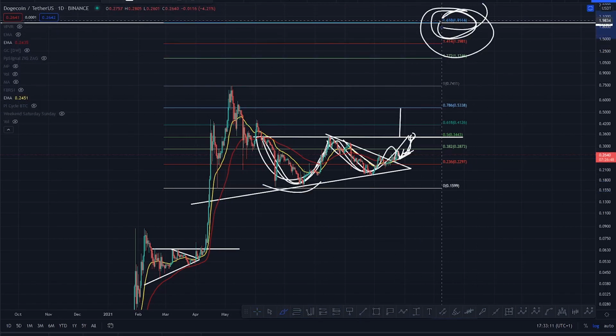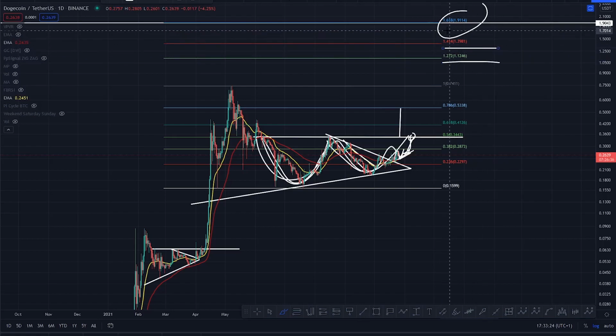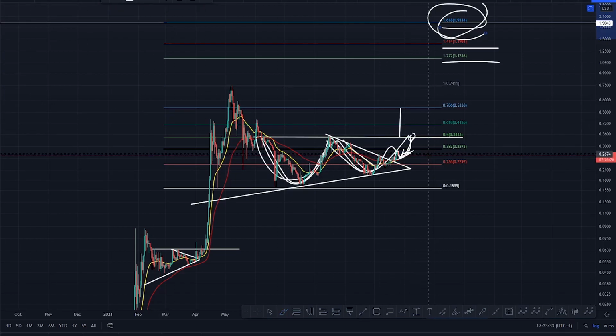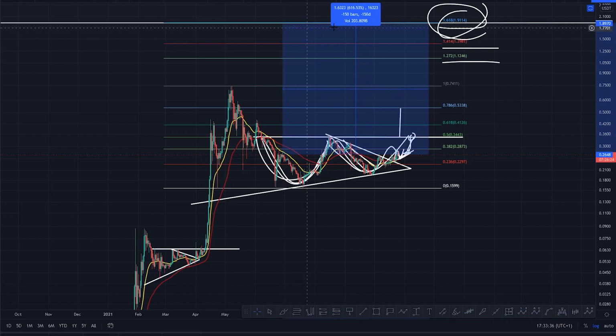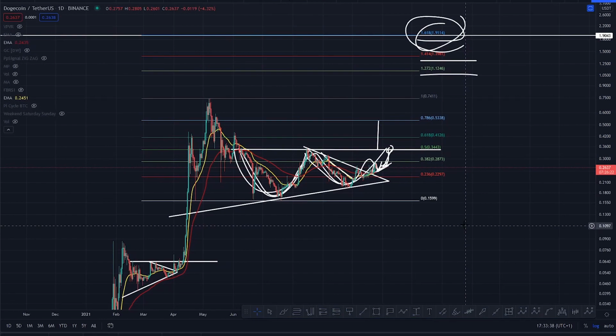$1.91 is a 1.618 fib, and you can see how impulsively we do move for Doge. So yeah, you're going to run into resistance. This is normal, okay, you are going to run into resistance. So for me, you've got the 1.272 at $1.12, the 1.414 at $1.39, and the 1.618 at $1.91, moving forward for Dogecoin right here. So from here right now, that is a continuation of around about 616% for Doge.